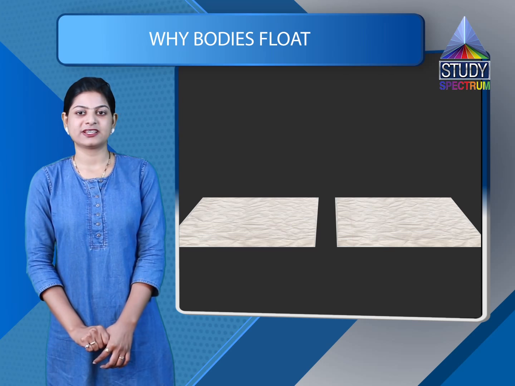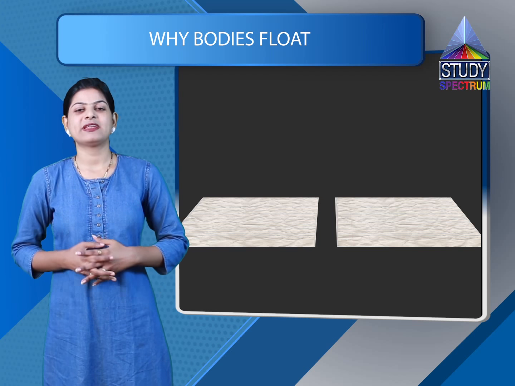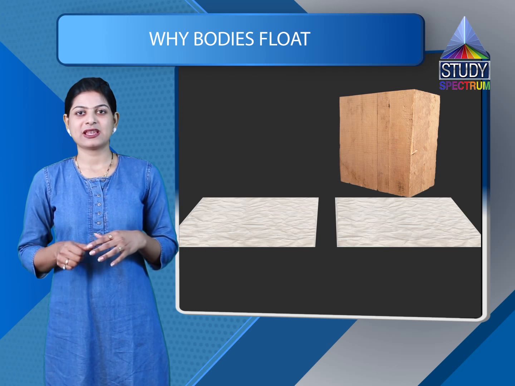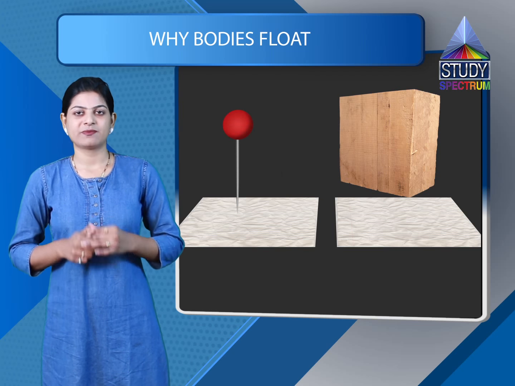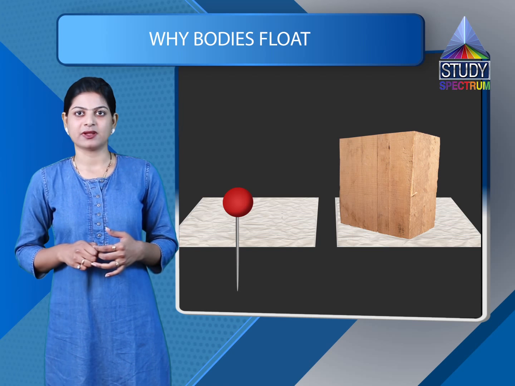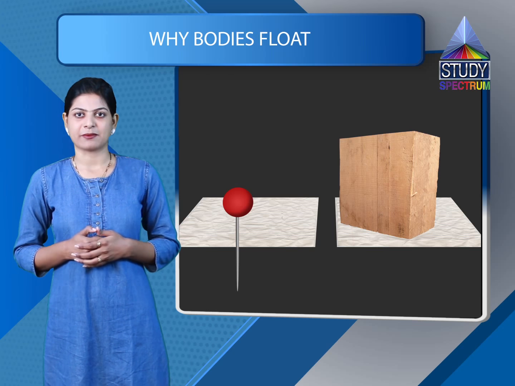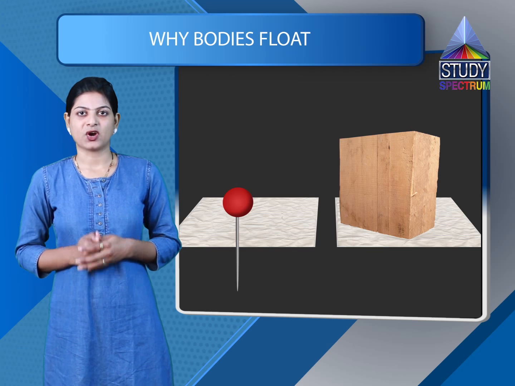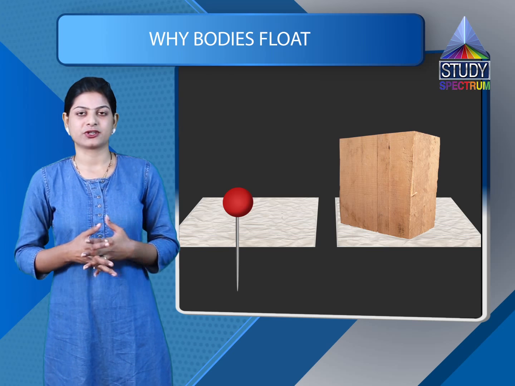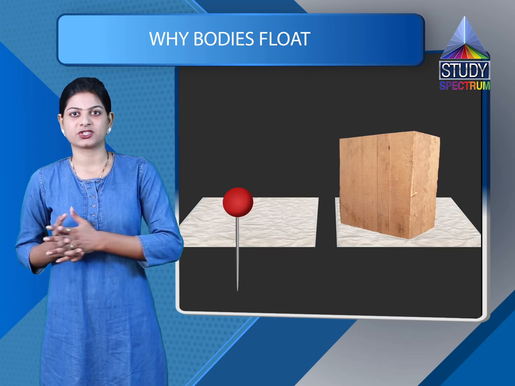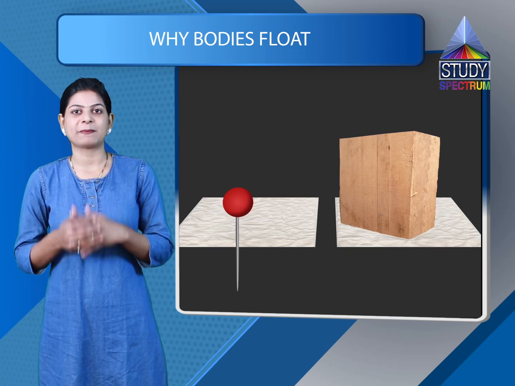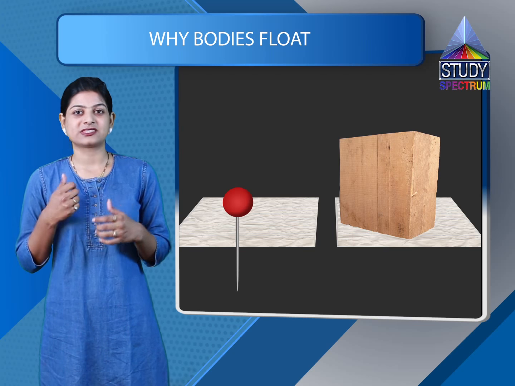In the very beginning of the chapter, we performed an experiment in which we were trying to push a pin as well as a block of wood into the paper. It was very difficult for that wooden block to get inside the paper, but the pin easily went inside the paper. Why is it so? Because the pressure exerted on a smaller area is much larger than the pressure exerted on a larger area. Because of this property of pressure, we can easily push the pin inside, and it was difficult to push the wooden block.